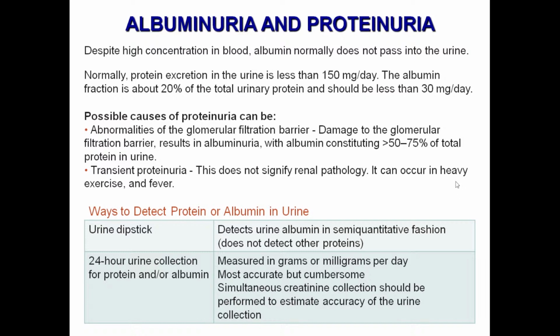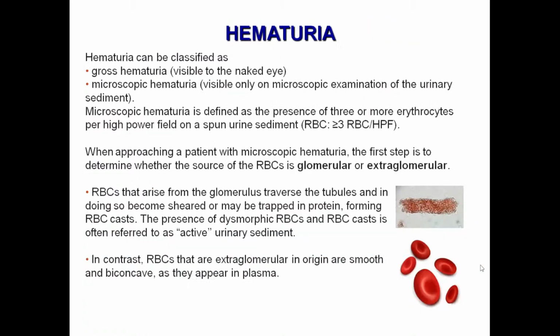So how can you detect proteins in urine? You can use, for example, the urine dipstick test, or you can use 24-hour urine collection for protein and or albumin examination. Another pathological finding could be the red blood cells, which is called hematuria. Hematuria can be classified as gross hematuria, that is visible by the naked eye, and microscopic hematuria. This is visible only on microscopic examination of the urinary sediment.